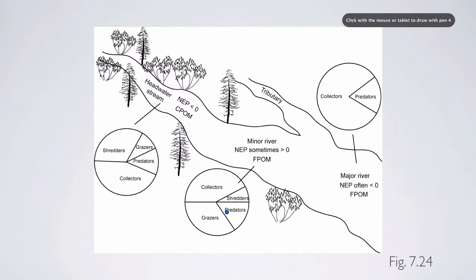So when we hit a minor river, NEP is sometimes greater than 0. We're going to have a lot more GPP, and what was dominated by coarse particulate organic matter is now dominated by fine particulate organic matter. As we work our way downstream now into a major river, by the time we're here, it's still dominated by FPOM, but net ecosystem productivity by now is often less than 0. The organisms that you find here, we don't have any shredders left, we don't really have grazers, and it's really just collectors and predators on the collectors.